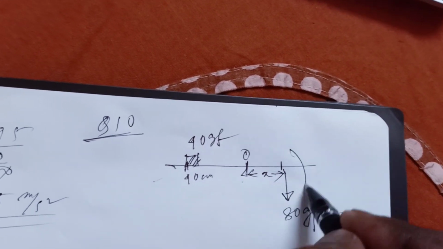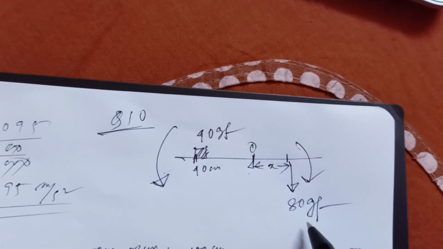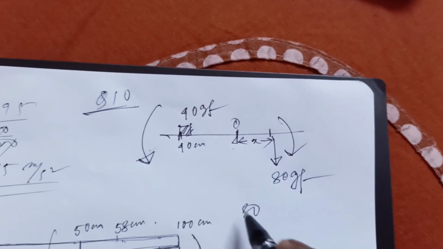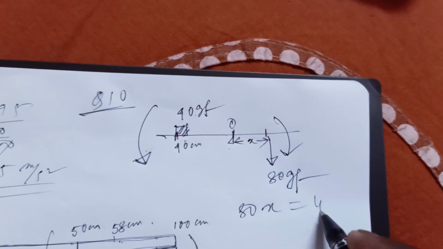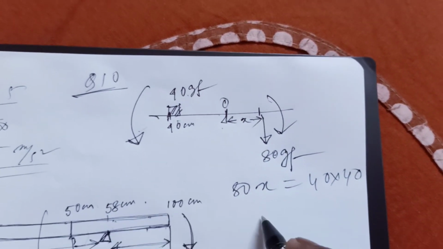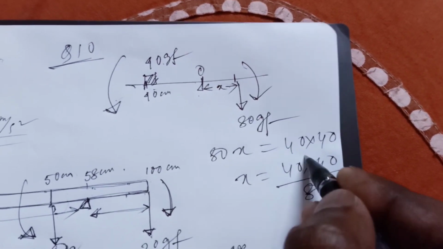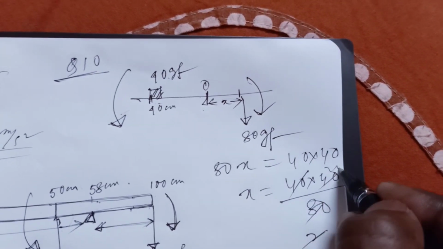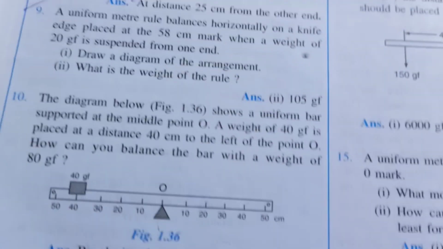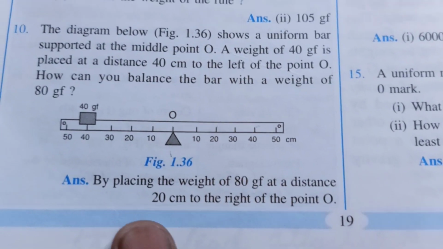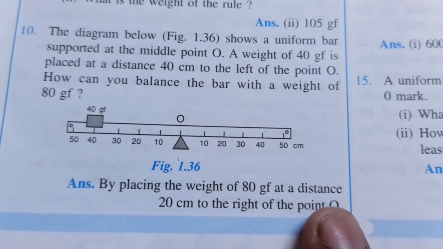So this is the clockwise moment, and this is the anti-clockwise moment. The clockwise moment is 80 into x, and this is equal to 40 into 40. So x equals 40 into 40 by 80, and the answer is 20 centimeter. So you have to place the 80 gram force at 20 centimeter to the right of the point O to balance the weight.